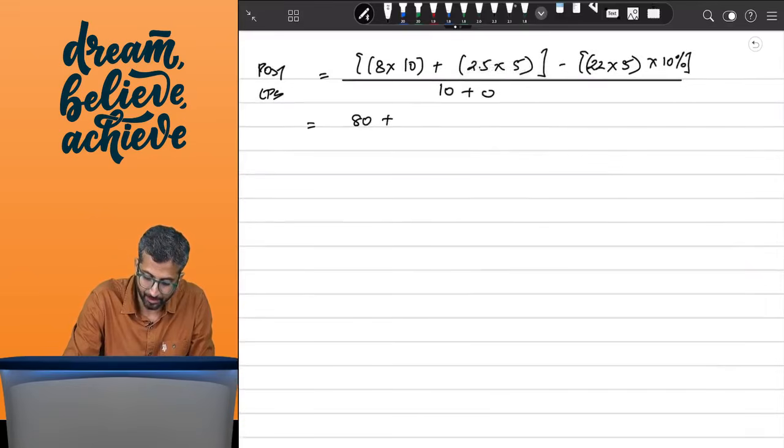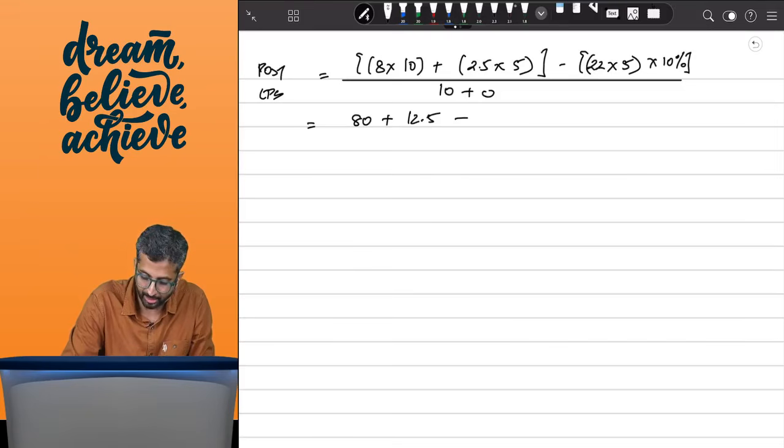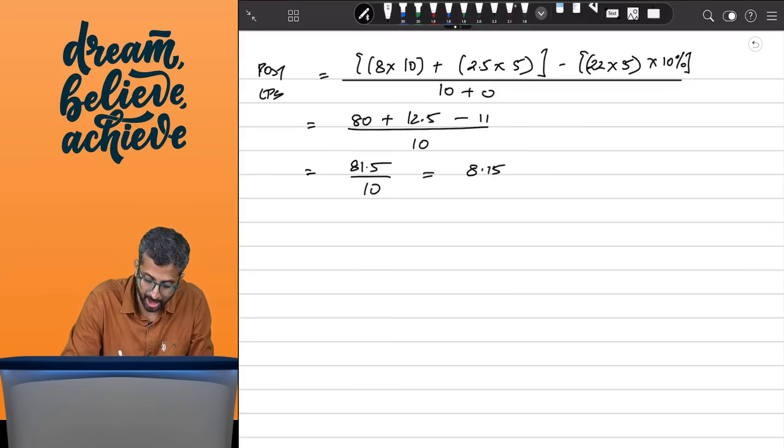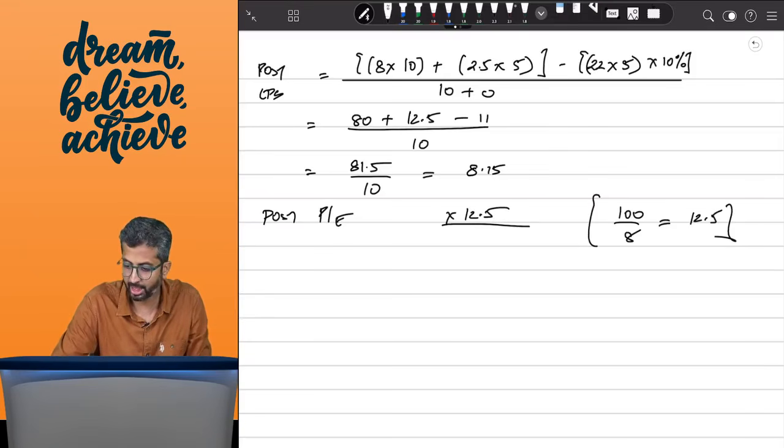So this is 80 plus, let's say 2.5 into 5, this is equal to 12.5 minus, let us say 11, divided by 10, and hence this is what? I think 81.5 divided by 10, that is 8.15, but this has to be multiplied by the post-merger P ratio, which is the same as the pre-merger P ratio of AFC, which is 100 divided by 8 pre-merger, and hence this must be 12.5. So 8.15 into 12.5 comes to, I think, 101.875 minus 100, which was the value, and hence 1.875 is the gain for AFC shareholders.